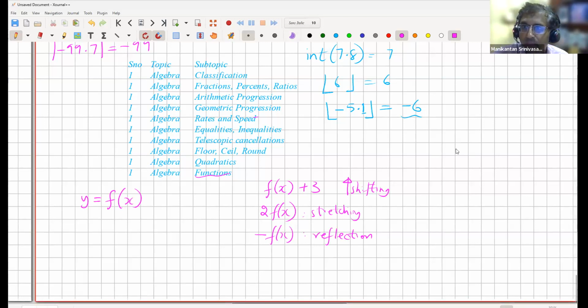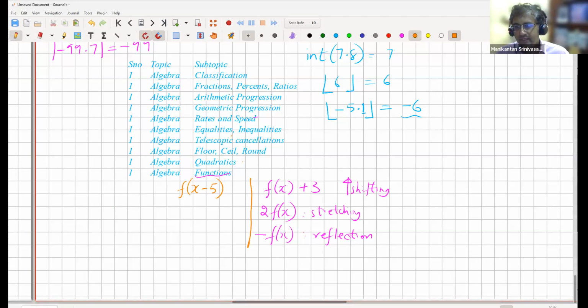Now, all of these same operations you can do on the horizontal also. So, for example, suppose I had f of x minus 5. That's also a translation. That's also shifting, but it's shifting horizontally, right? Anahat, this is shifting horizontally to the right or to the left? F of x minus 5.